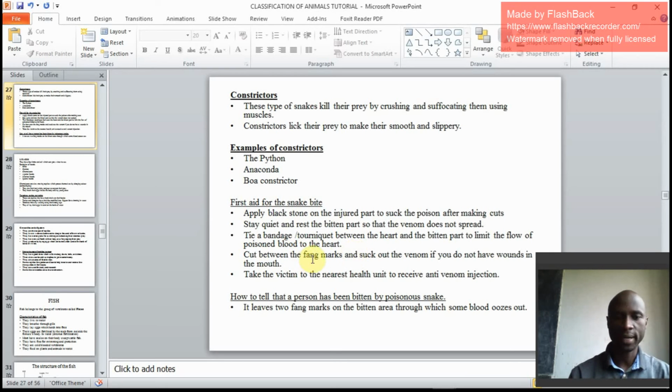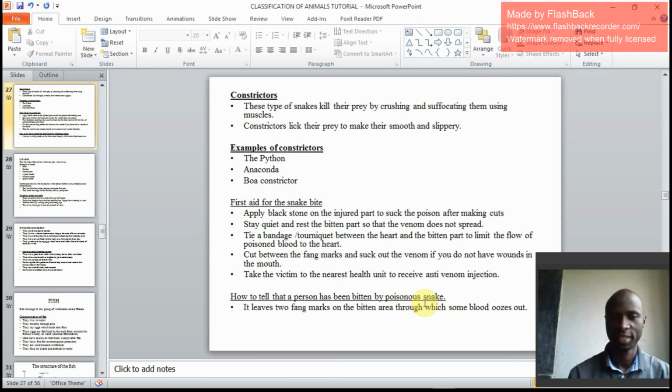Or you can cut the fang marks and suck the venom if you don't have a wound in the mouth. You just cut using a razor blade or any skin-piercing instrument, then you use your mouth. If you don't have wounds, then you suck blood as you spit. The venom has to be spat out. Then you take the victim to the nearest health unit to receive an antivenom injection.